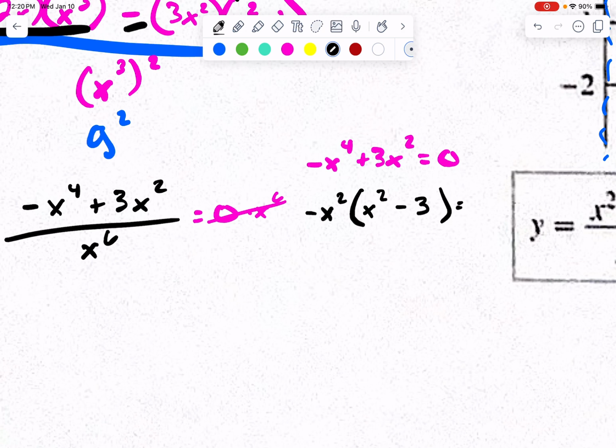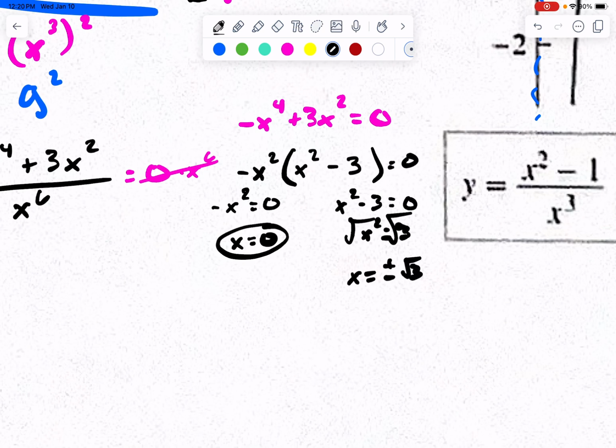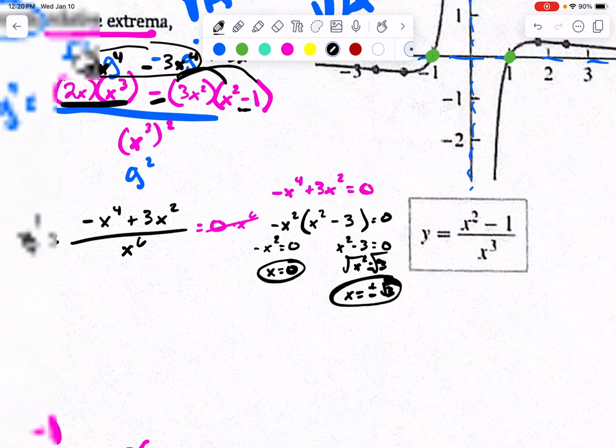Oh my gosh, this is disgusting. Okay, negative x squared equals 0 and x squared minus 3 equals 0. Here we go. If I divide by a negative and take the square root, x equals 0. He is one of my critical numbers. And then if I add the 3 over, I'll get x squared equals 3. And I'm going to take the square root, and that will just be plus or minus the square root of 3. So I have 3 critical numbers there. Blech. That's disgusting.